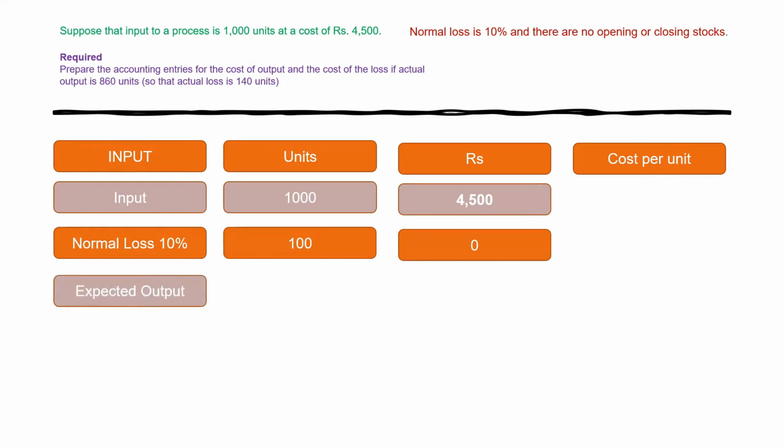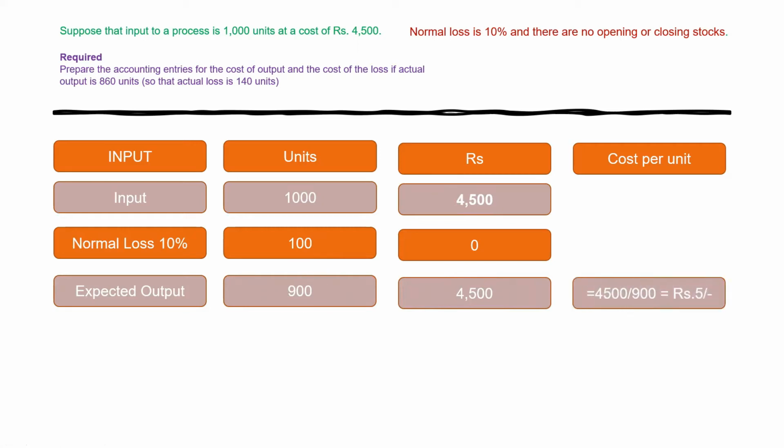Then what is our expected output? Expected output will be 1000 units minus the normal loss 100, that will be 900 units. Then the total cost of 4500 has to be allocated among this expected output of 900 units. So that will be 4500 divided by 900, which is 5 rupees per unit.